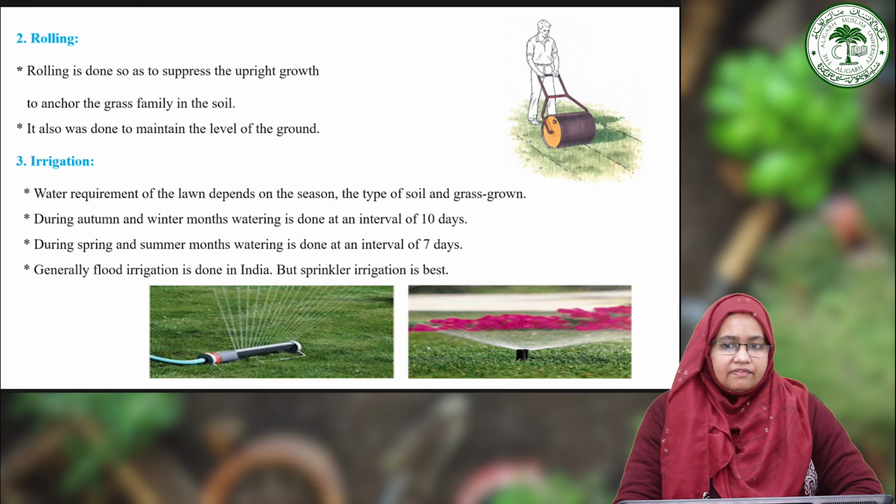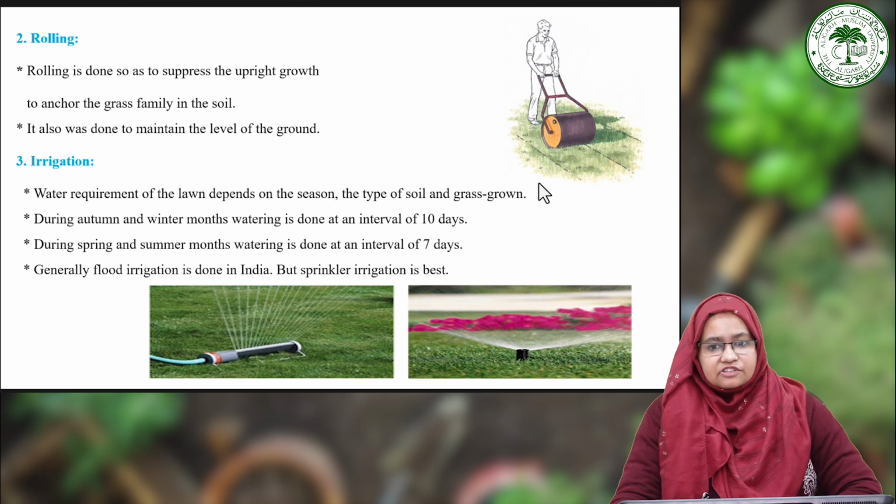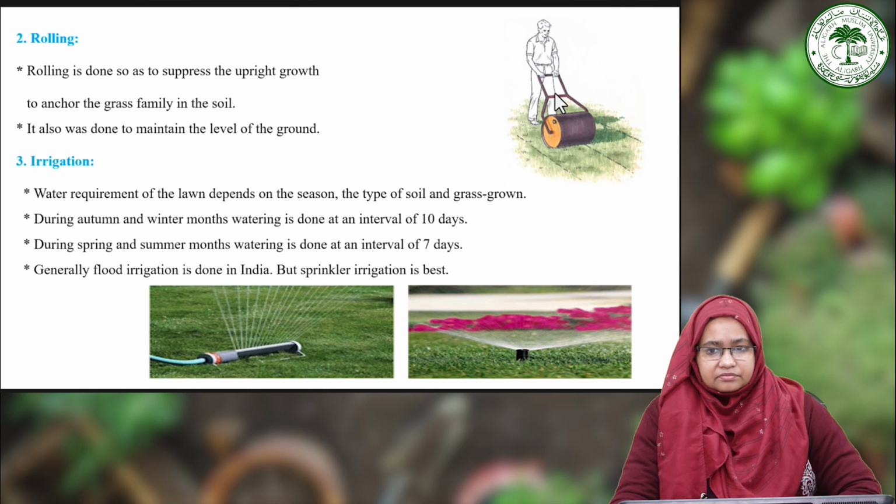In India, flood irrigation is commonly practiced for lawn irrigation. However, sprinkler irrigation is considered to be the most effective method as it provides more uniform water distribution and helps prevent water wastage. This image shows the water sprinklers used for the irrigation of lawn, and this shows the images of rolling of the lawn.